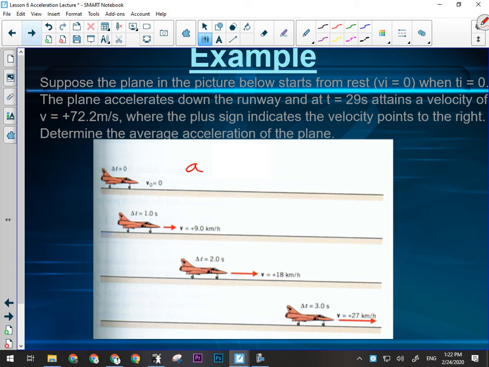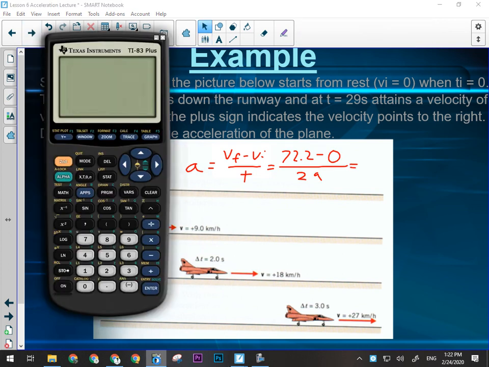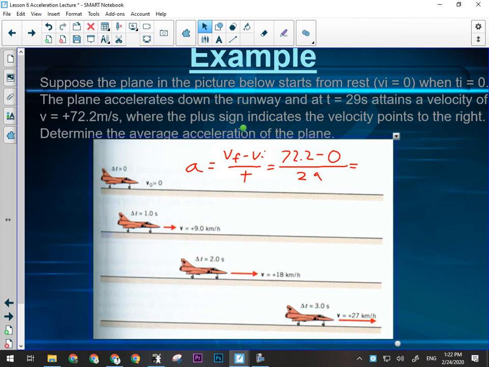All right, so acceleration is change in velocity, VF minus VI over t. We're told the final velocity was 72.2. Subtract the initial, which was 0, divided by the time, which was 29 seconds. So when we do that, we'll have 72.2 divided by 29 seconds, and we're looking at an acceleration of 2.5 meters per second squared.